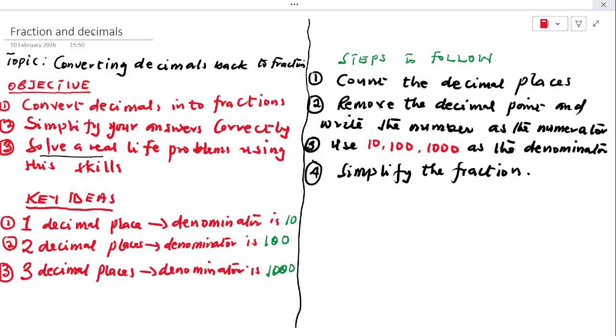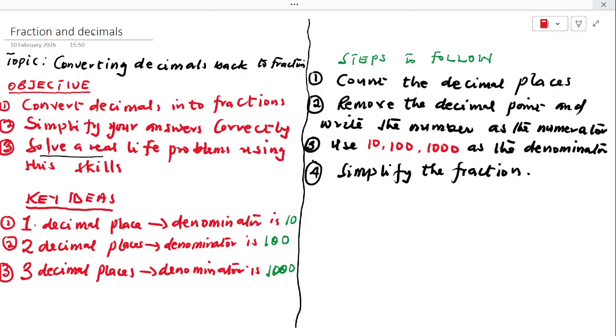All right, let's begin. But before we begin, I want you to have some key ideas in mind. Because in converting decimals back to fractions, it follows principles and rules. If you understand these principles and rules, it will be much easier for you to do. So the key ideas are 3. 1. One decimal place.